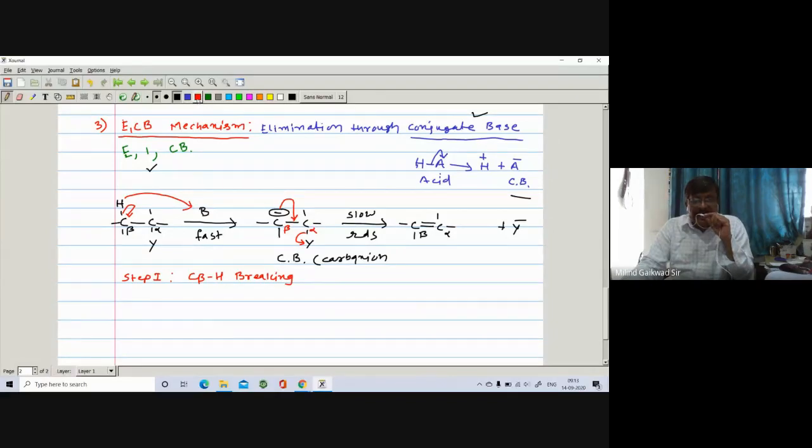Write down E1, E2 and E1CB mechanism. Or a question of 3 marks, they may ask, write down short notes on E1, E2 and E1CB mechanism. We can write in general, we can write in particular, right?